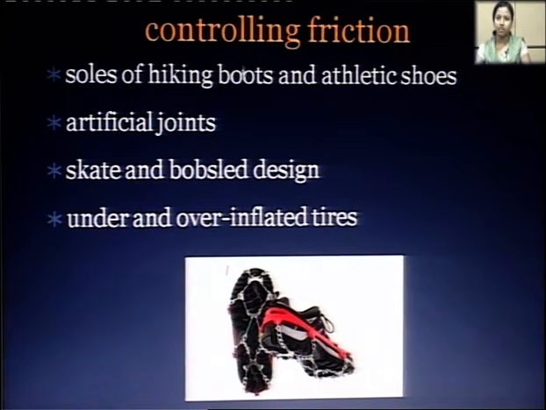The next example is controlling friction, how we can control friction. The soles of hiking boots and athletic shoes, here we can see that to make the friction less, hiking boots and athletic shoes are made like this: artificial joints, skate and bobble design, and under- and over-inflated tires.